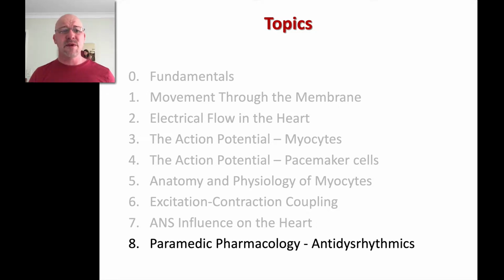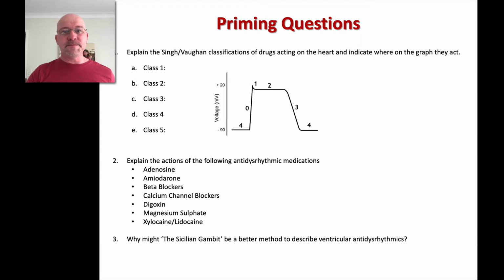But I think that if you're working with paramedic pharmacology and antidysrhythmics, you should understand what you're doing. To me, that just seems safe. So let's go through it. Here are some priming questions. We're going to ask you to explain the Vaughan Williams classification and talk about where they work in the heart. And then we're going to talk a little bit about the following antidysrhythmic medications and have a rough idea of how they work, electrophysiologically speaking.